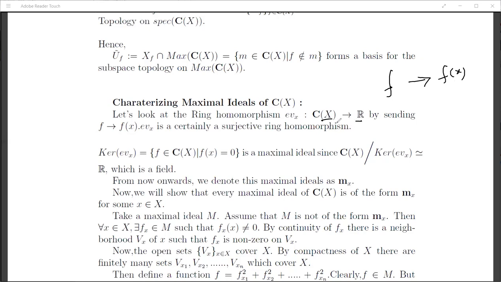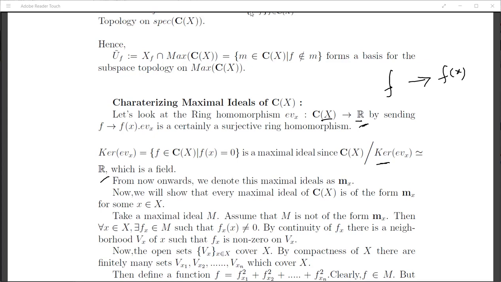So then look at the kernel of this. So what is the kernel of this? All possible f's such that this evaluation gives us 0. That is my kernel of that evaluation map. And then by the first isomorphism theorem, C(X) quotient the kernel of this map will be isomorphic to the image, which is just the real numbers because it's a surjective map. And you know that R is a field. So obviously this kernel will turn out to be a maximal ideal. So we know that if we look at all possible f such that those f's vanish at a particular point x, that will give me a maximal ideal.